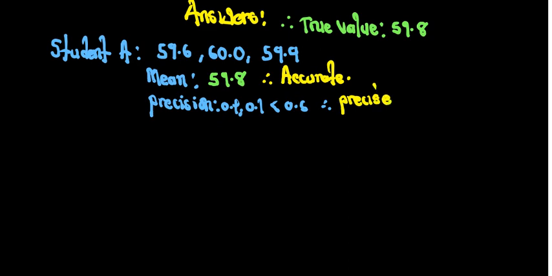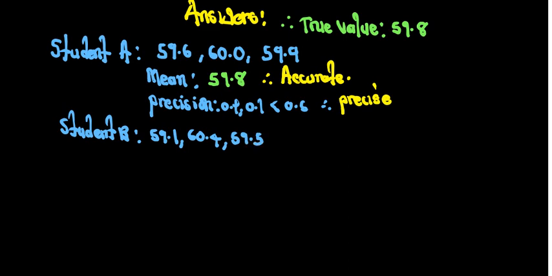Let's go to the second student, student B. Student B, what were the numbers? We had 59.1, 60.4, and 59.5. This is not 69 but 59.5. Let me write it properly there.